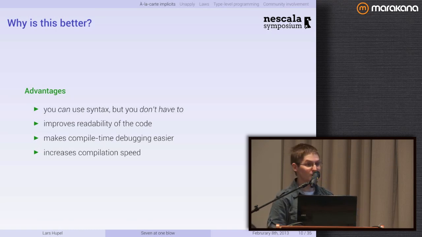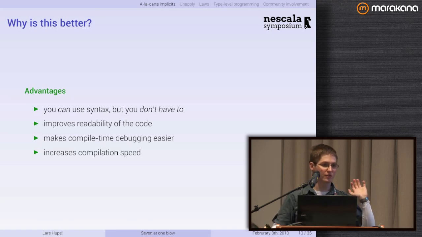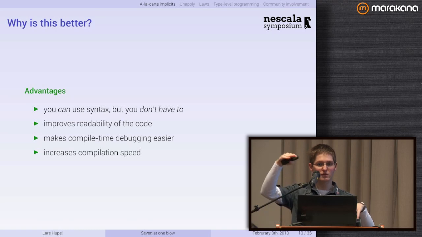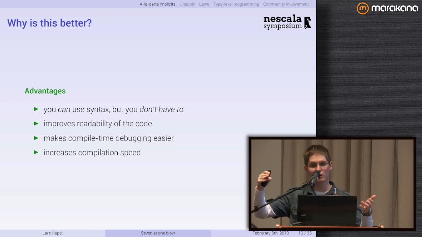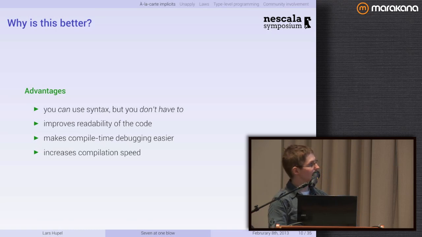Also, it makes compile time debugging easier, so this is tongue-in-cheek, because your implicit scope is much smaller. You don't have all those hundreds of thousands of implicits in your scope, so if you get a divergent implicit or stuff like that, you can just remove import statements one by one and see which one was the offender. You couldn't do that with this all-you-can-eat object. You just had to import it, and if something didn't work, well, you were out of luck. Also, it increases compilation speed. I don't have any hard numbers on that, but the implicit scope is smaller, so the implicit search will be faster.